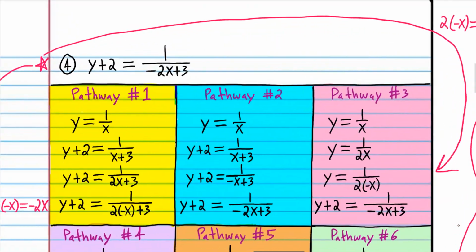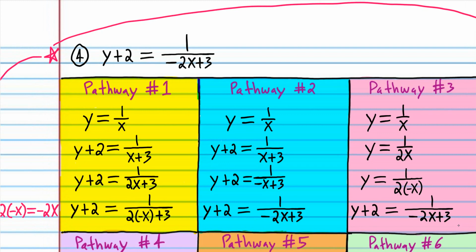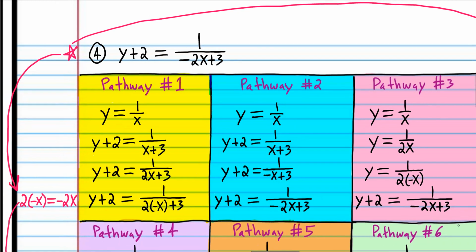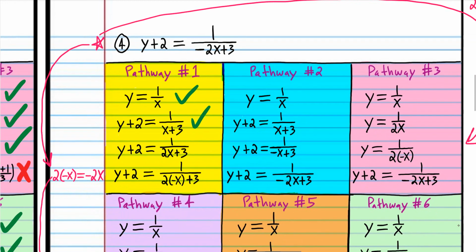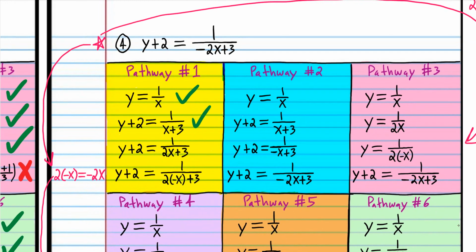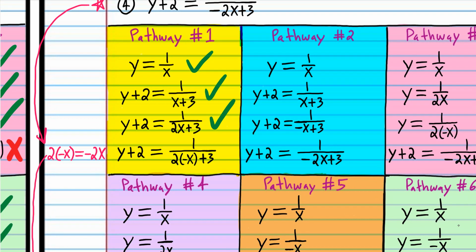Now we're going to the reciprocal relation because there is an x in the denominator of the fraction. So we're going to start with our parent equation. Then we're going to replace y with y plus 2 and x with x plus 3. That tells us to move the graph down 2 units and to the left 3 units. Then we're going to replace x with 2x. That tells us to divide all the x values of the graph of this equation by 2 to get the graph of the next equation.